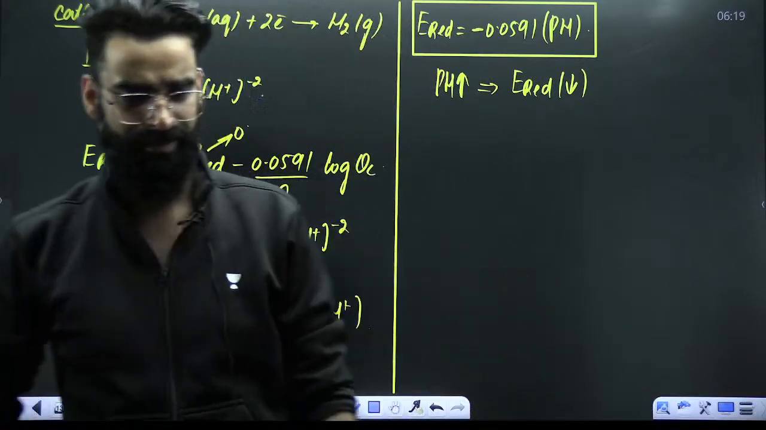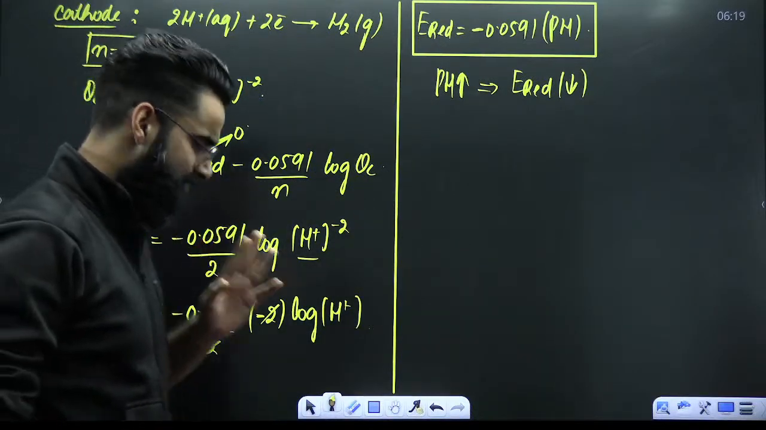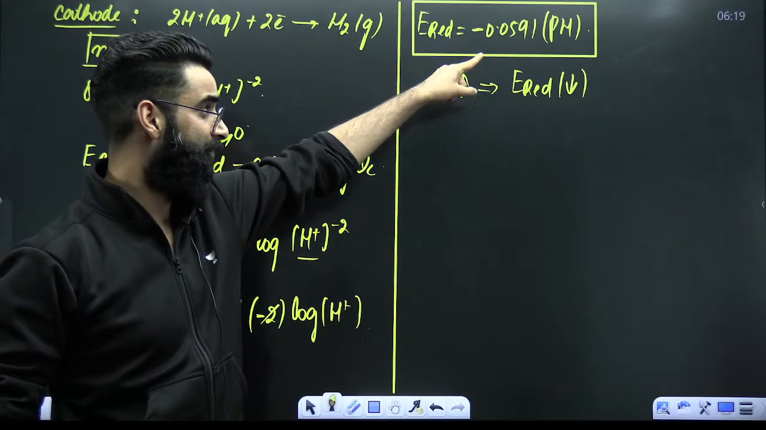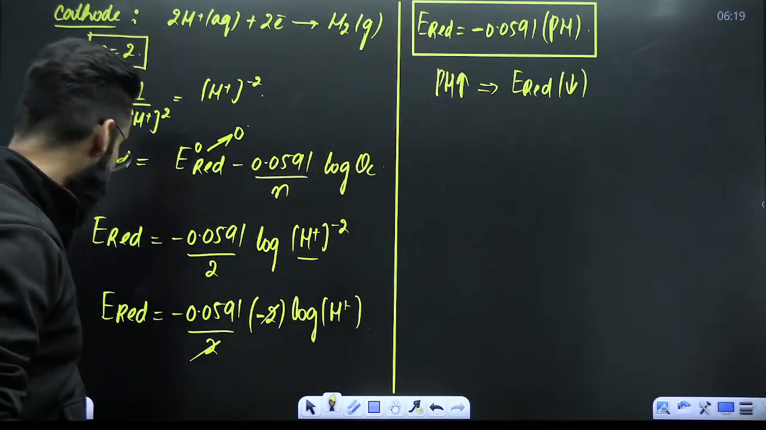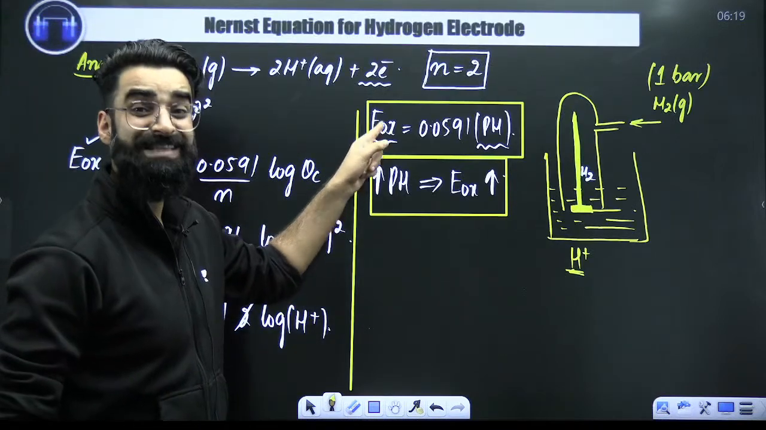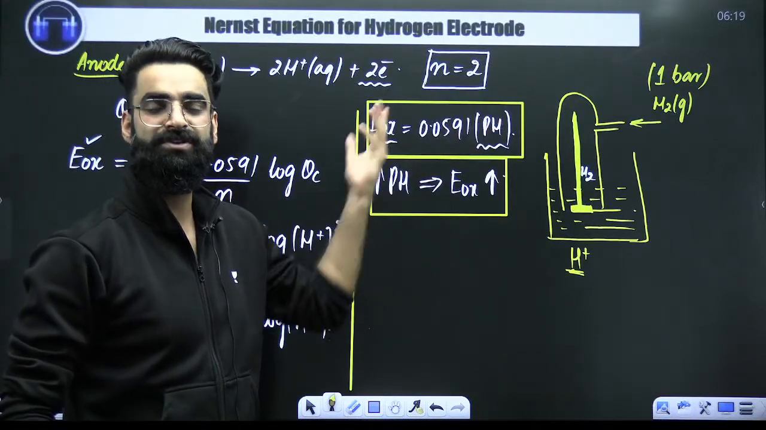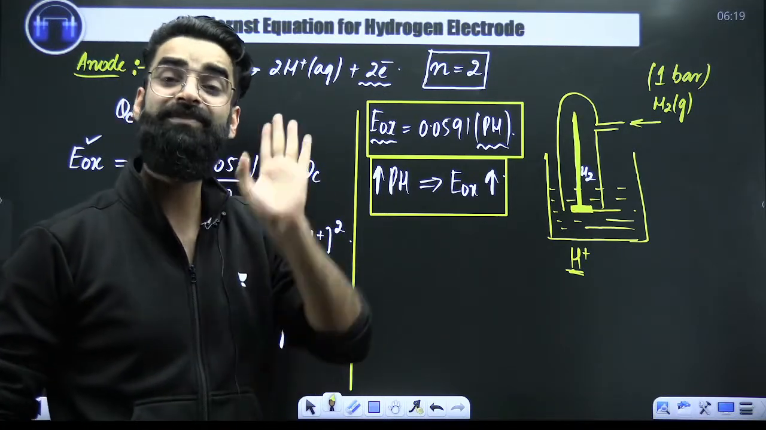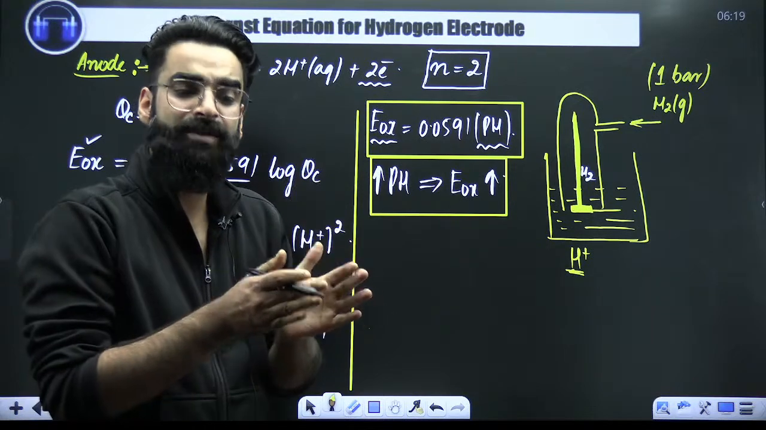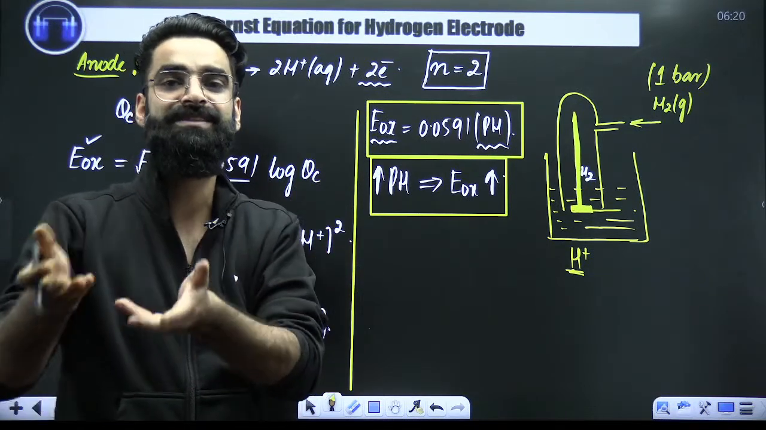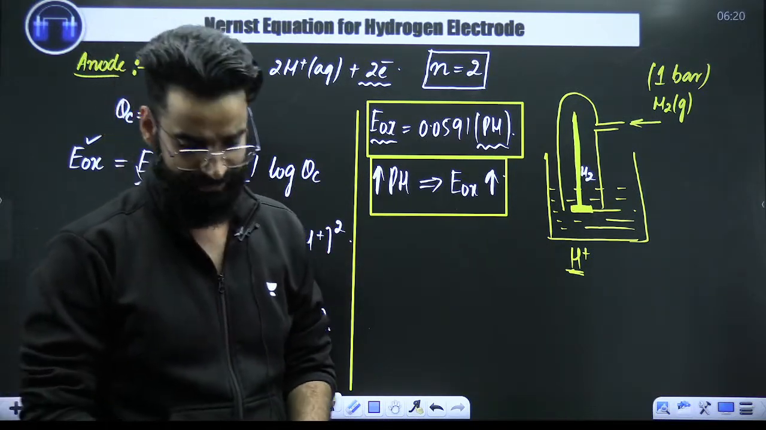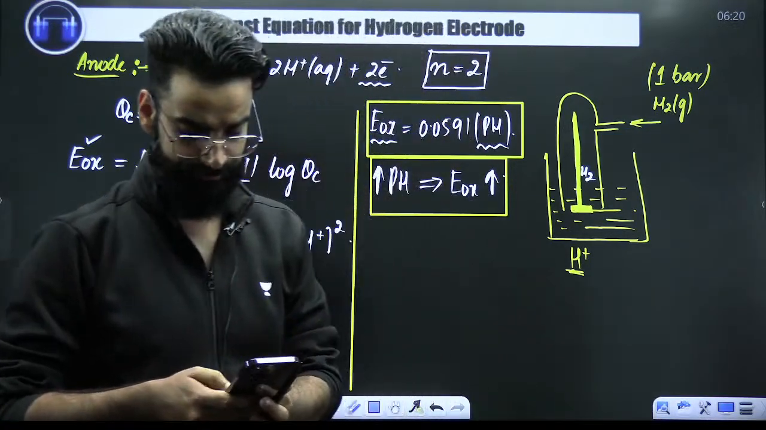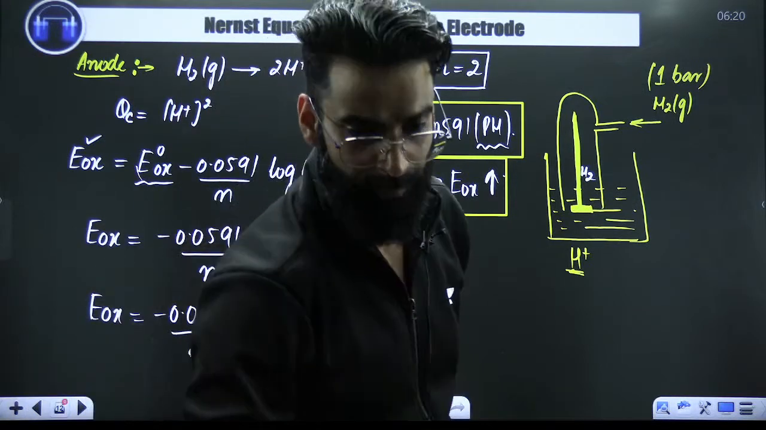Right? Perfect. And just try to understand one thing. Look at this equation: E_RED is equal to minus 0.0591 multiplied by pH. And look at this equation: E_OX is plus 0.0591 into pH. It is evident only. This is something which we already knew. This is something which I've already told you. E_OX of an electrode is equal to minus times its E_RED. That was already discussed and understood. I hope all these things are clear to you.